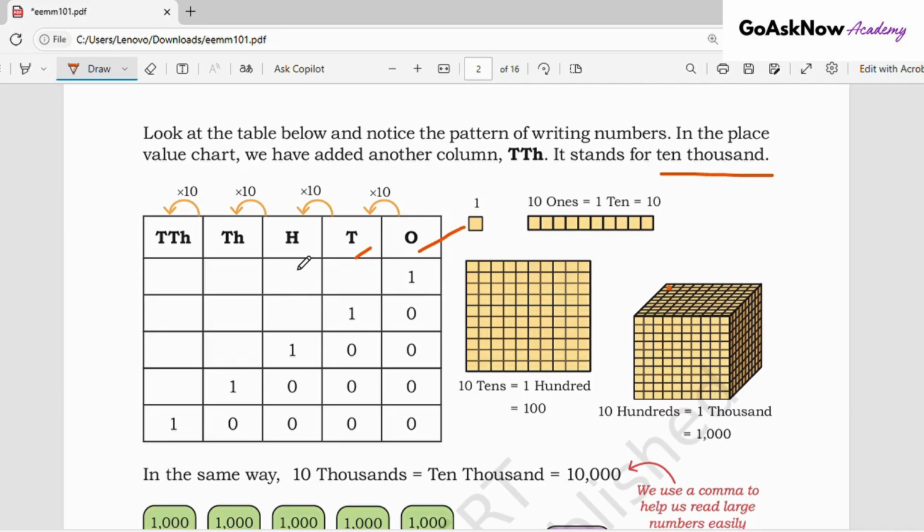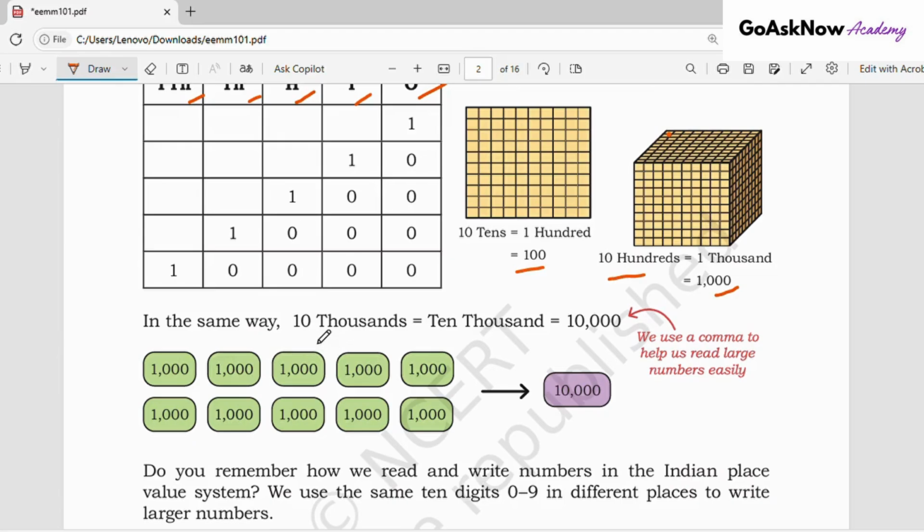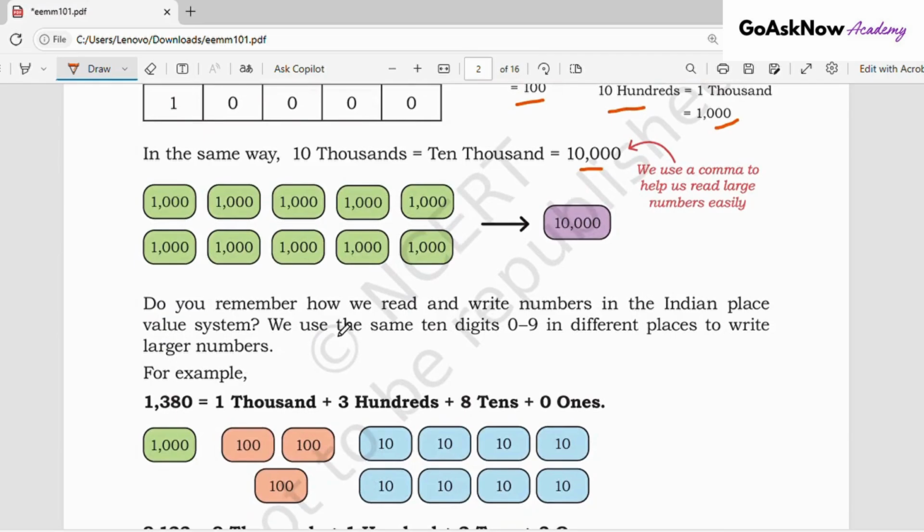Then the third value is known as hundreds. That means 10 tens is equal to 100. Then the fourth value is known as thousands, which is 10 hundreds is equal to 1,000. Then the fifth value is known as ten thousands, which in the same way is 10 thousands equal to 10,000. We use commas to read larger numbers easily. Here we use the same 10 digits, 0 to 9, in different places to write large numbers.